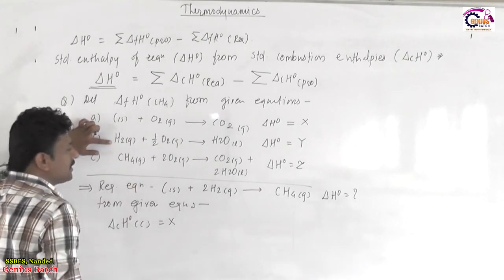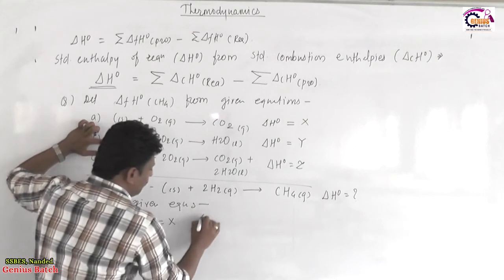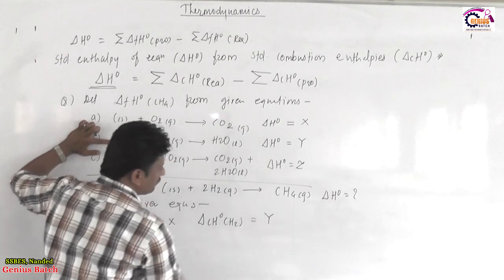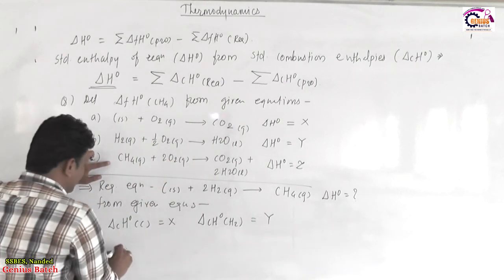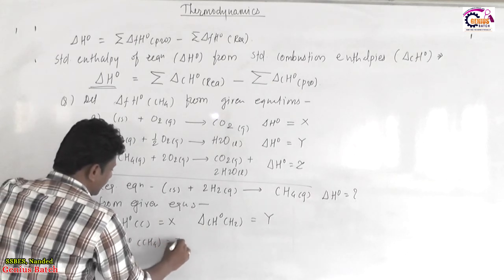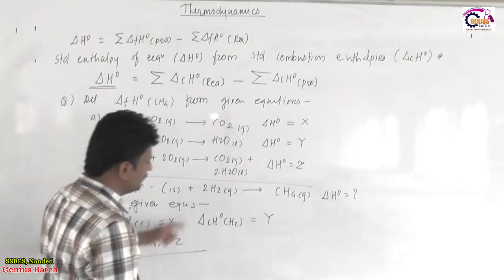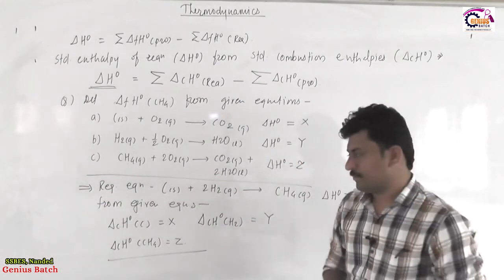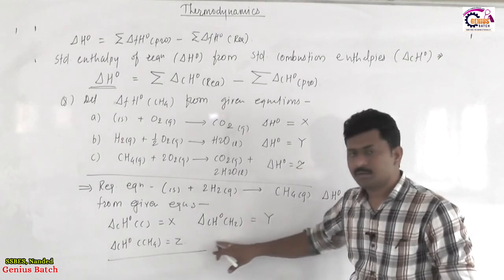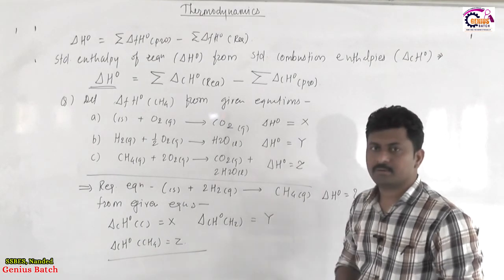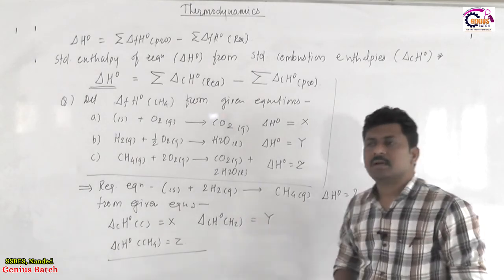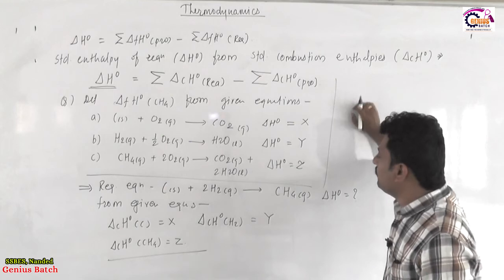Likewise the second equation is combustion of hydrogen. So combustion enthalpy of hydrogen H2 gas is equal to Y. And third is combustion of methane. So combustion enthalpy of methane is equal to Z. This can be concluded from the given values. X, Y, Z are the combustion enthalpies of the reactant species which are mentioned in the various equations. Clear? Now we have combustion enthalpies of the different species, and the motive is to find out the enthalpy of the formation reaction.